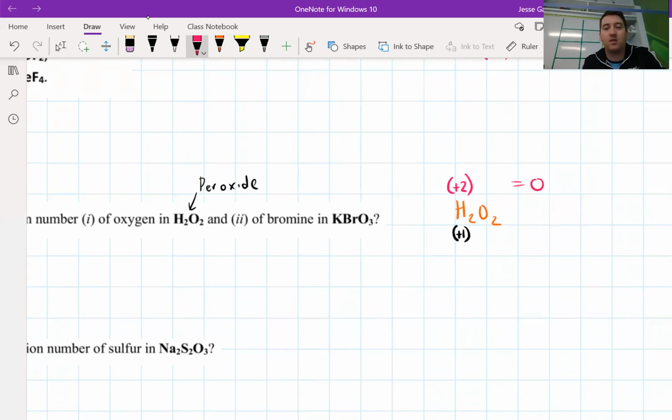We know that the sum has to add up to 0, which means that the oxygen has to have a total charge of -2. So +2 and -2 gives you 0. And what that means is that there are two oxygens and a total charge of -2. So each one of the oxygens must have an oxidation number of -1. So in this case, oxygen has an oxidation number of -1.